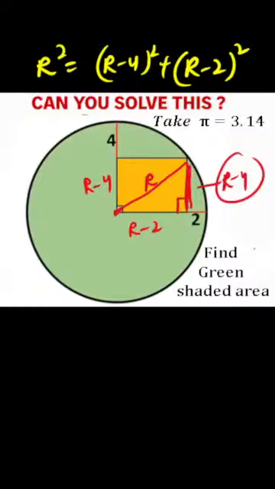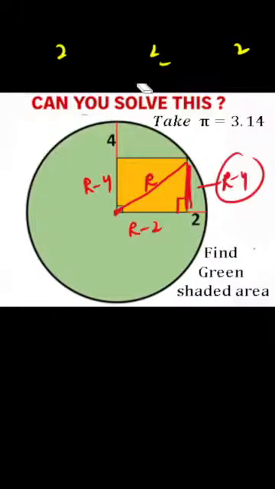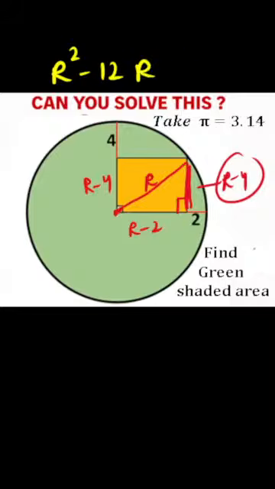Yes, Cogni Vox, you are right. 266 is the correct answer. I already mentioned you need to use the value of pi as 3.14, right? So this is the equation. Solving this equation, you are going to get a quadratic equation which will look like r square minus 12r plus 20 is equal to 0.